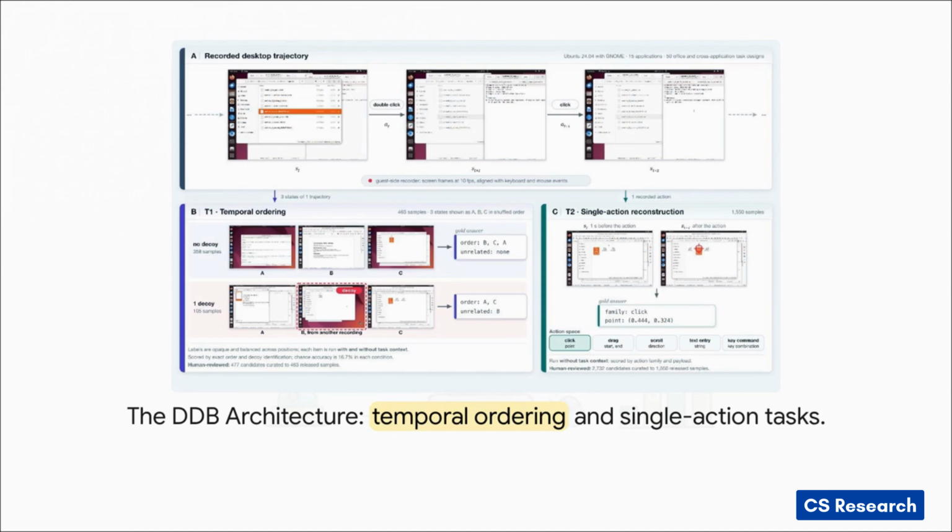The first is the temporal ordering task. Here, the AI is handed 3 screenshots in a deliberately shuffled order. Its job? Calculate the exact correct chronological timeline, the gold answer, to prove it actually understands cause and effect on the screen. The second task is single action reconstruction. The AI gets a before and after frame and has to output the specific coordinate data and the action family, meaning was it a left click, a scroll, or a keystroke, that bridges those 2 frames together.